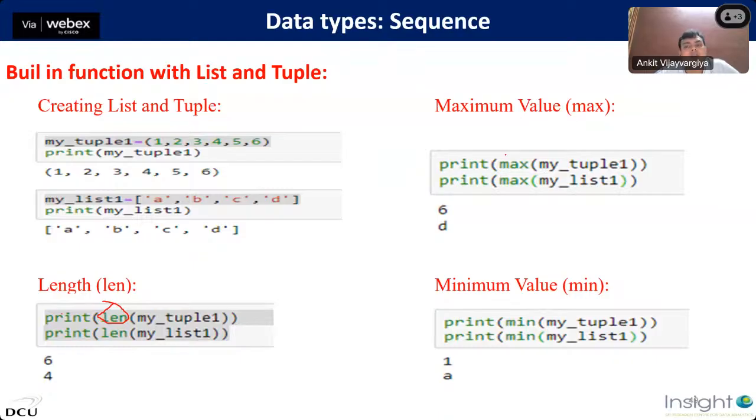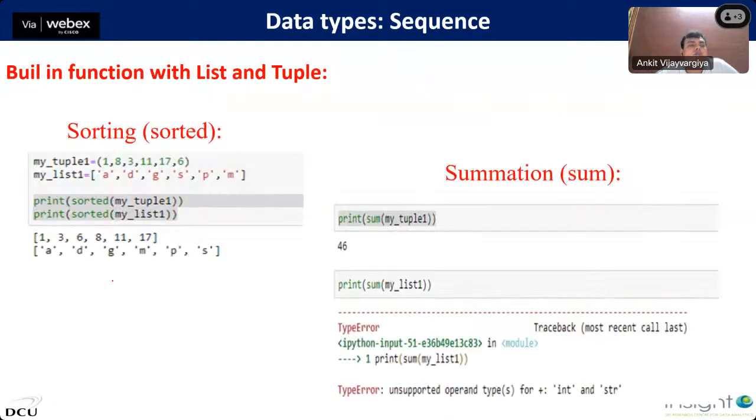If you want to calculate the max value, you can use the max command. That can be used for both the list and the tuple. You can also use the min command for the minimum value. Similarly, if you want to sort it, you can use sorted, and it will give you the sorted values. If you want the sum, you can use the sum command.